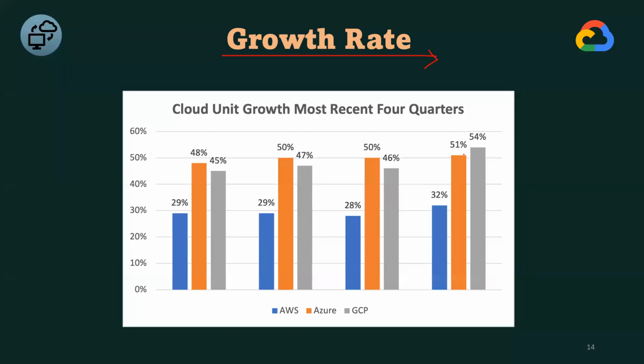So GCP, AWS, but you see in the last quarter, a 54% growth rate. Growth rate means the growth compared between last year and this year, and it is very good for GCP. That means most of the companies have started using it. Even compared to AWS and Azure, the number of companies that started using GCP is very high. So that's the reason for the 54% growth rate. Okay, so that is very high.